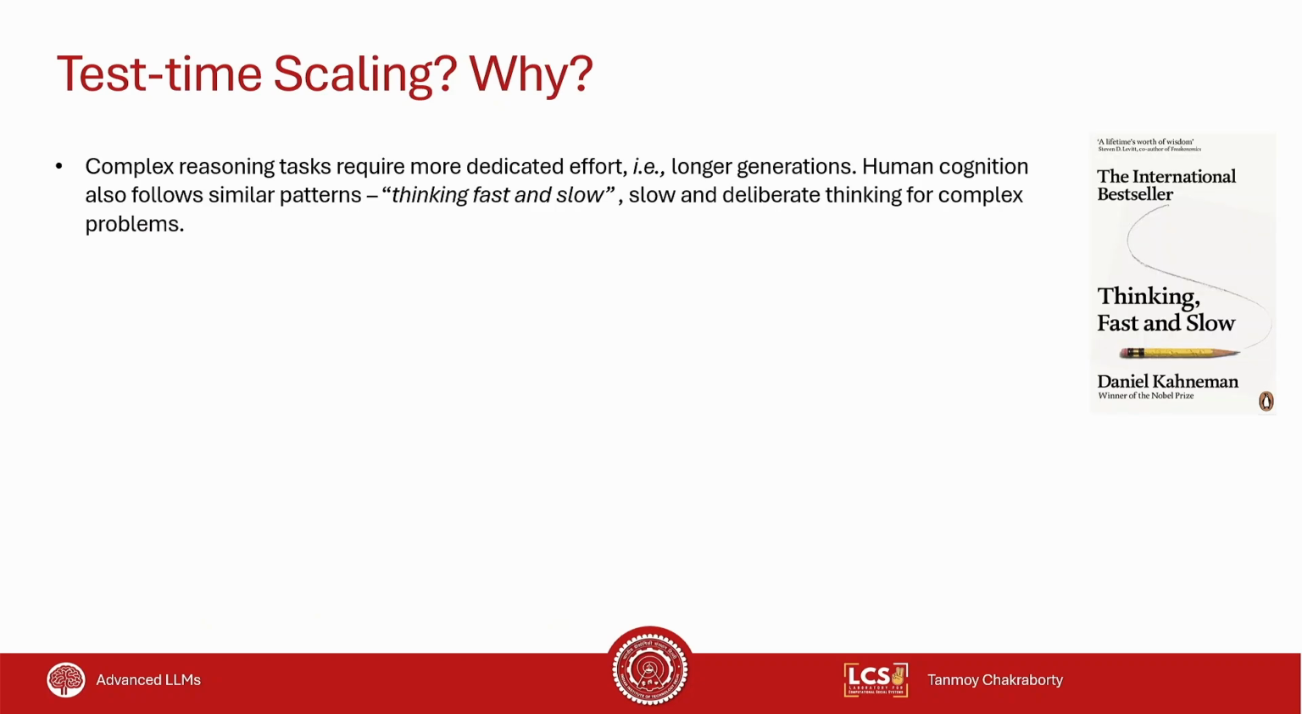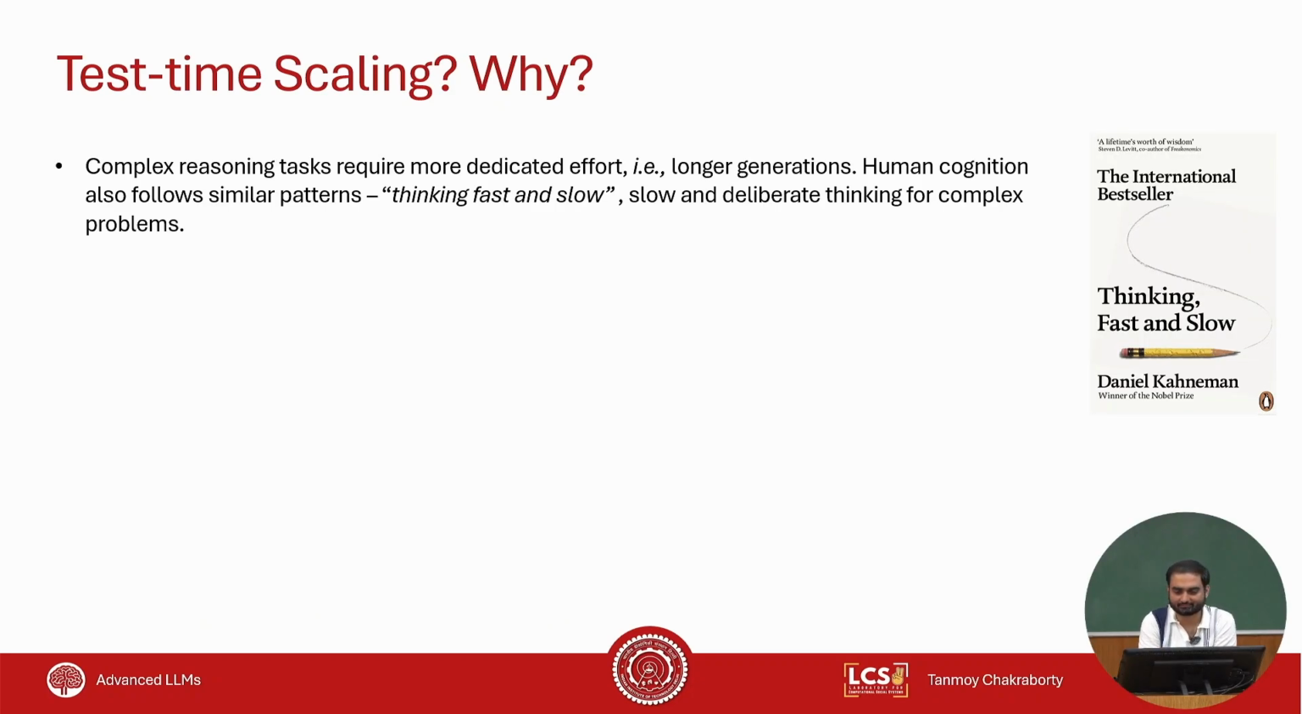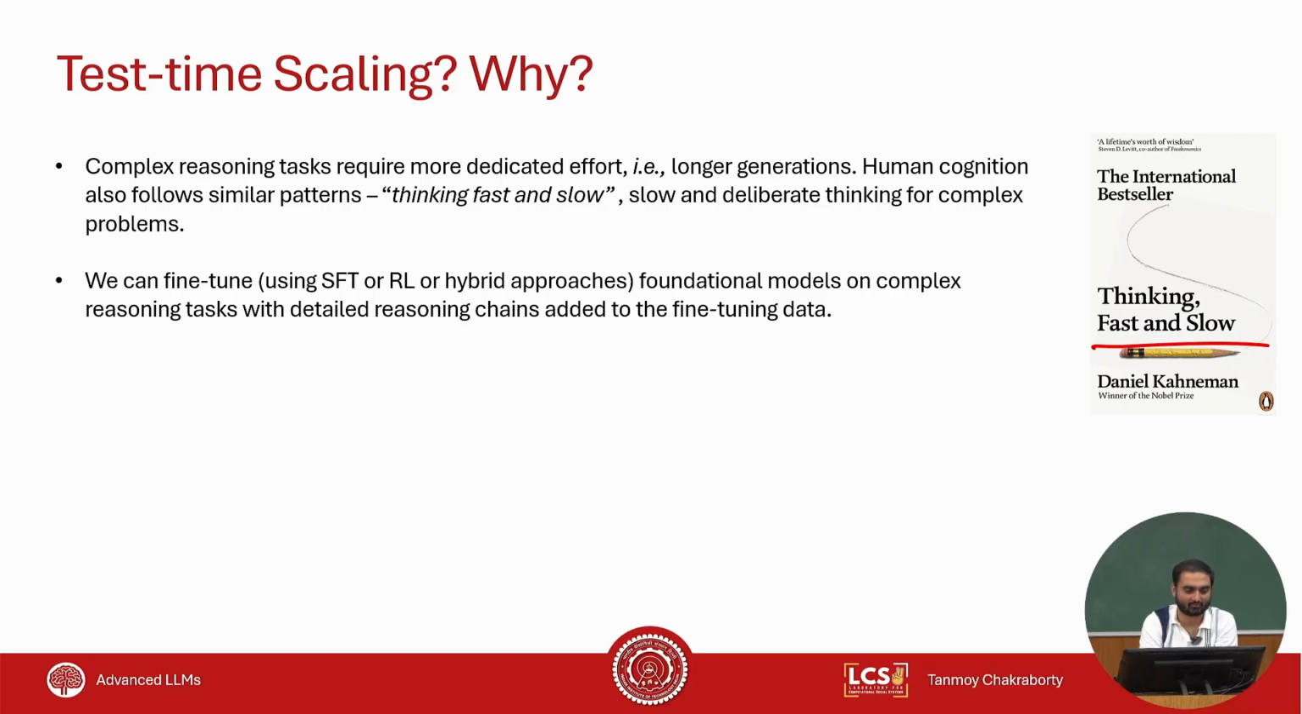Okay, so why is test time scaling interesting? Because human cognition also follows a pattern called thinking fast and slow. Meaning that if a problem is complex enough, you think slow. If a problem is simple enough, you think fast, right? And models should also know when and where to think fast, when and where to think slow. And there is this famous book called Thinking Fast and Slow. You can look at this. This is a very famous book by a Nobel laureate.